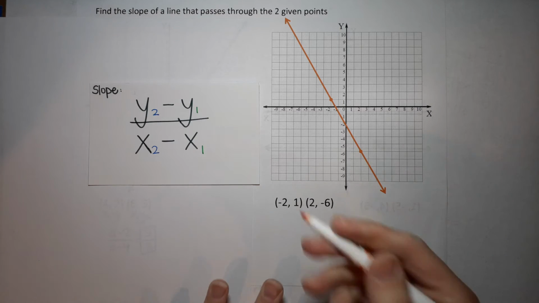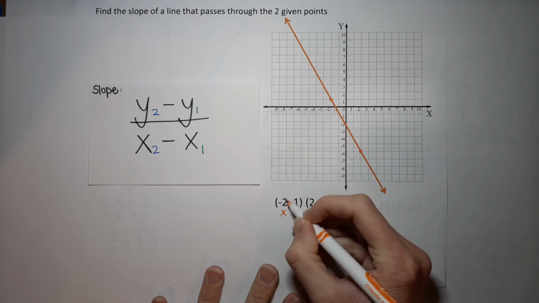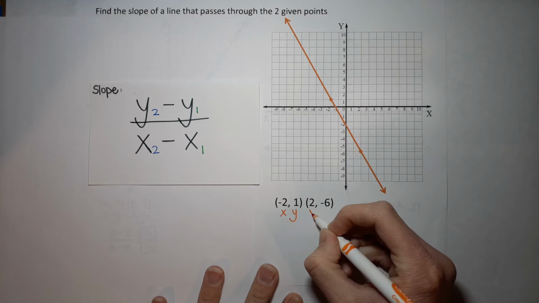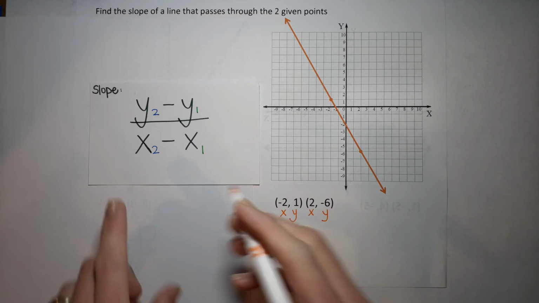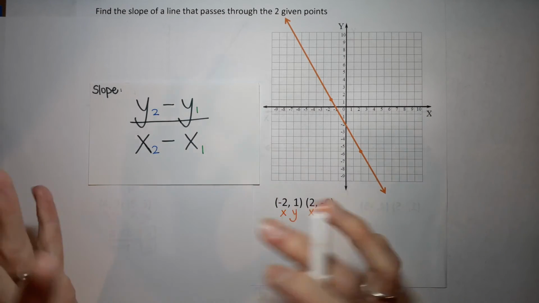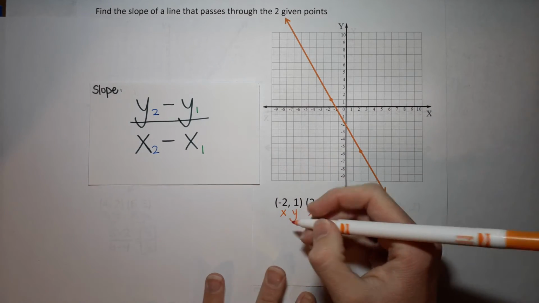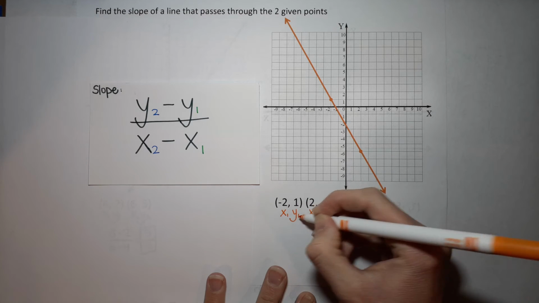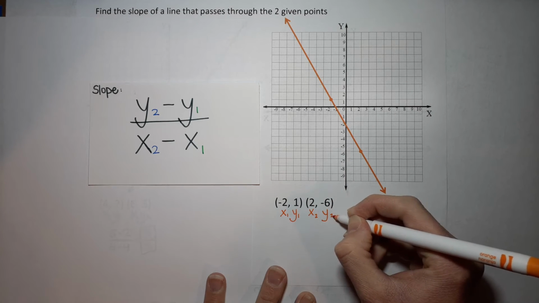First one is always X, second one is Y. Then I use the 1s and 2s simply to be able to tell them apart. So we're going to make these ones 1s, these ones 2s.